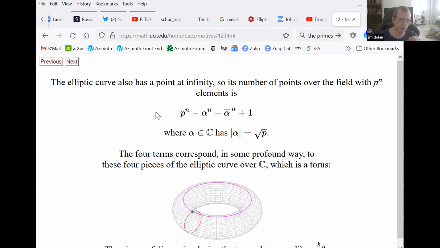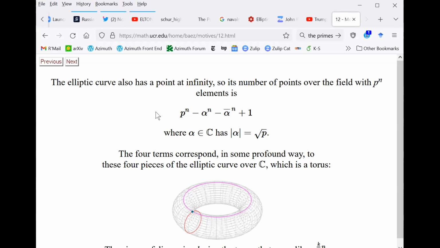I mean, does my question make any sense? It makes sense. So far, all I know is this. By the way, a whole bunch of stuff about motives is reliant on Grothendieck's standard conjectures. So there's a whole bunch of stuff that's not even known that should be known.